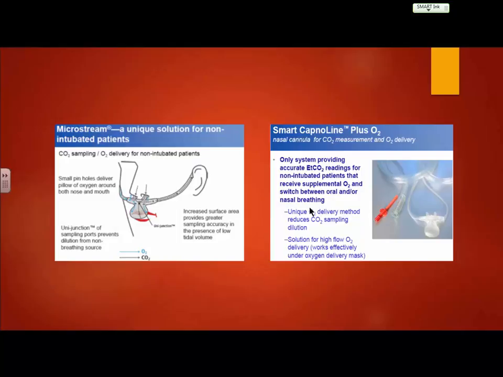So how does it actually pick up the breath? When it goes in the nose, it's got this unit here that actually picks up the sample. And then it sends it down through your sensor into your monitor. All right, y'all can pass over and look at it if you want to.